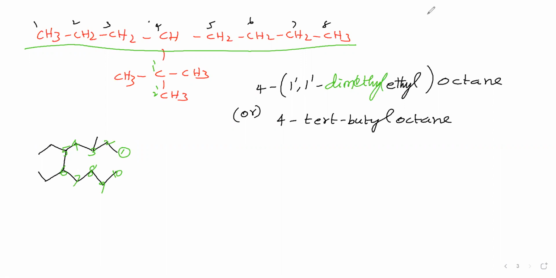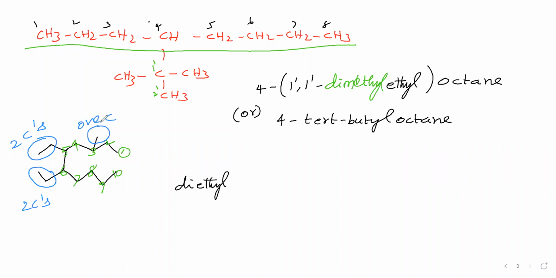In this, what are the branches? How many carbons do the branches contain? This branch contains one carbon. This branch contains 2 carbon atoms, and this branch also contains 2 carbon atoms. So this branch name we can say is ethyl group. How many ethyl groups are there? 2 ethyl groups are there. Therefore we can say diethyl.